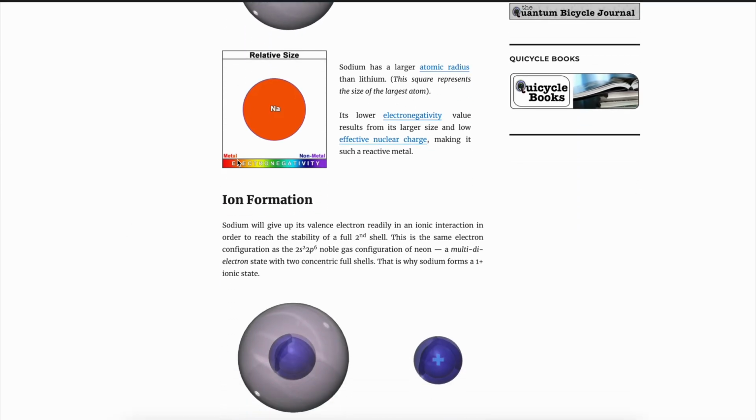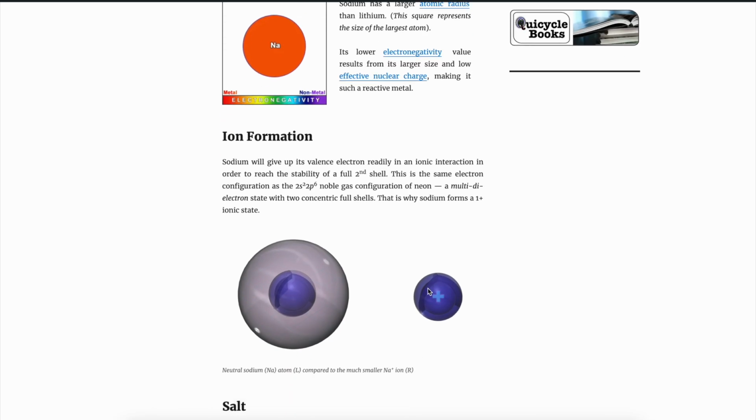Now, sodium has a very low electronegativity, which means it's very keen to lose that outer electron because it gains the stability of having a full shell, just like neon, even though it'll have a positive charge.